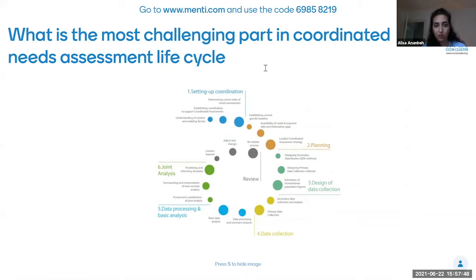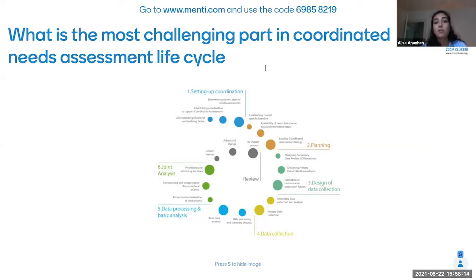Another thing that I wanted to point out, why we say coordinated needs assessments: as some of you might know, we have uncoordinated needs assessments and coordinated ones. And even the coordinated needs assessments can go into joint needs assessments or harmonized. All of those are different terminologies that could be used in different ways in the operation in terms of what type of needs assessment it is.